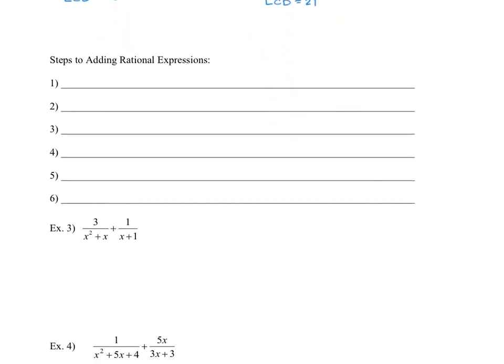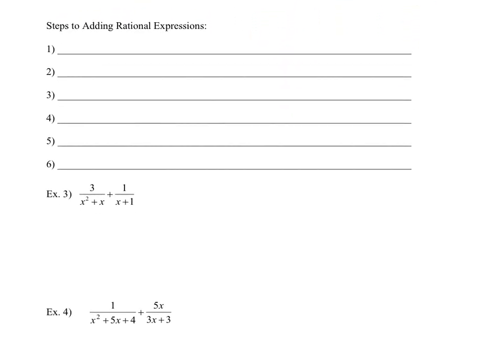Now that we've had a little review of adding rational numbers, let's see if we can extend that to adding rational expressions. My plan is to walk you through the 6 steps in example number 3 at the same time. The first thing we want to do is factor each denominator. The fraction on the left has a GCF of x in the denominator, so I'll factor that to x times x plus 1. And the fraction on the right is all ready to go.